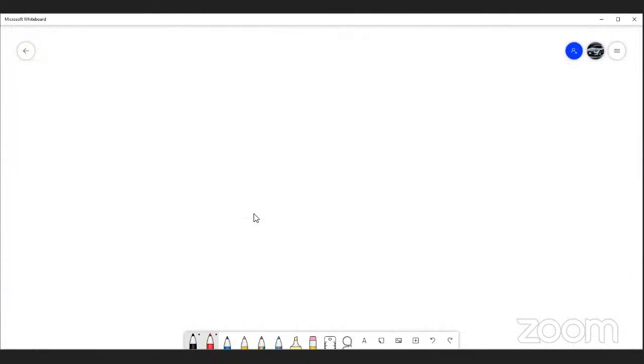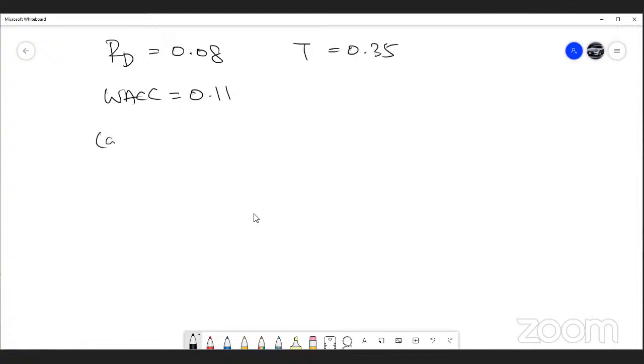All right, so 13, Shadow Corp has no debt. They got no debt, but they can borrow at 8%. So the cost of debt is 0.08. The firm's WACC is currently 11%, and the tax rate is 0.35. These are the information given to you on question number 13. So the first question they ask you, A, what is Shadow Corp's cost of equity? So the first question itself, they want you to find your cost of equity.